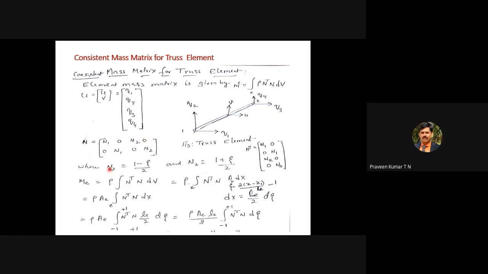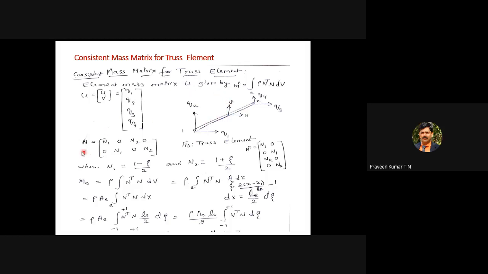But the difference is N1 is the same as the bar element: 1 minus xi divided by 2. N2 is 1 plus xi divided by 2. It is the same as the bar element. But the N matrix differs. The N matrix for the bar element is N1, N2, but the truss element has 4 degrees of freedom.